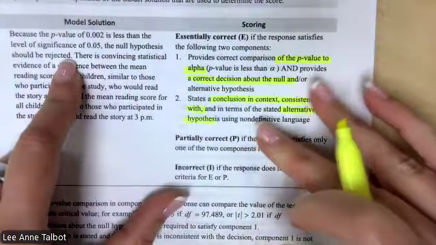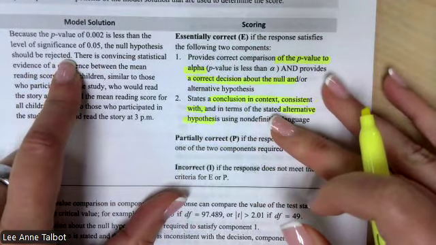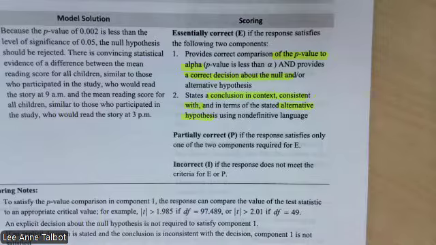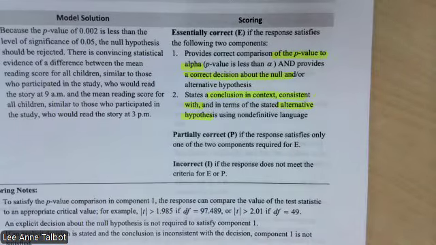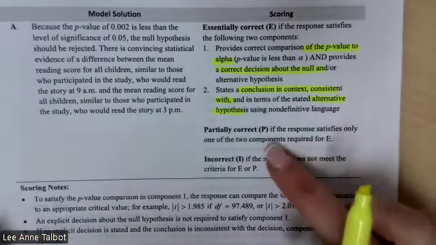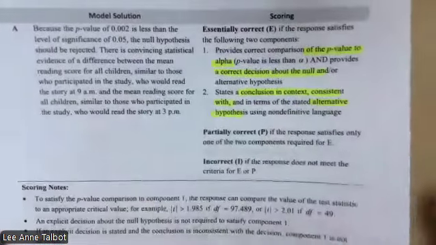This has happened 3 times on this test, by the way. I don't know if you noticed, the conclusion statement of a hypothesis test has been there 3 times. I think that's great. That means less to remember. One of the two of those is a P, otherwise an I.